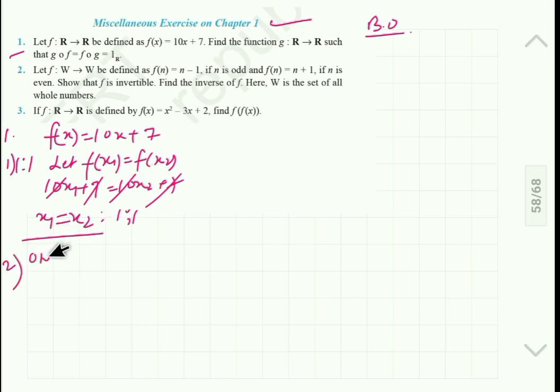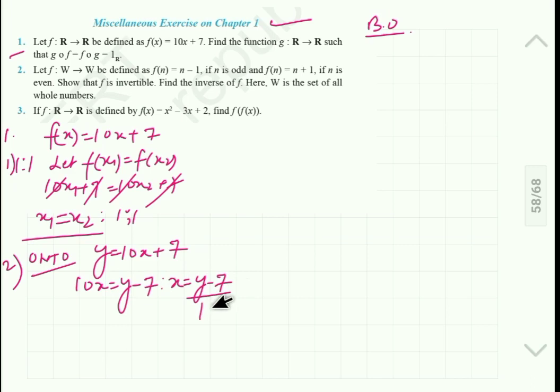Second, let us check for onto. So what do we do for onto? We have to write x in terms of y. We are given y is equal to 10x plus 7. It implies 10x is equal to y minus 7, which implies x is equal to (y minus 7) upon 10. Correct? This is basically the function that we are looking for, g(y). This is equal to f inverse of y or f inverse of x. You can have anything.